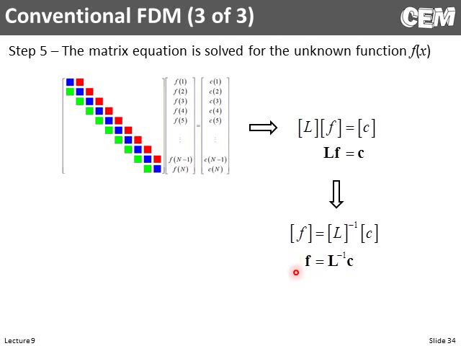So the differential equation was describing the function f. The physics of the differential equation get lumped into L, and the source condition or the excitation gets lumped into C. So that's it. That's the conventional method.